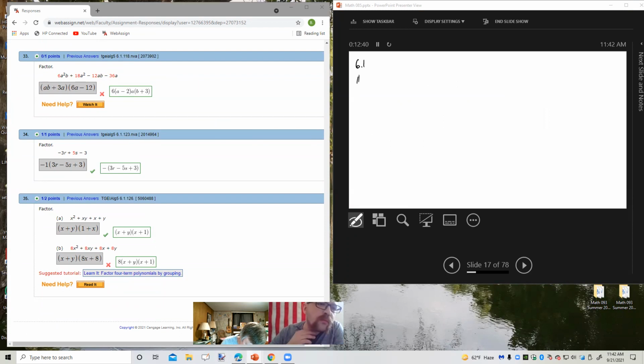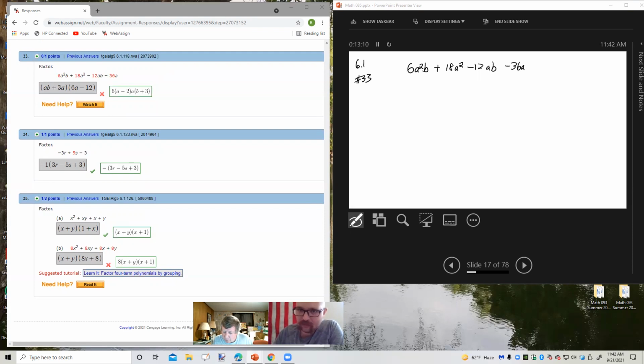Again, 6.1, number 33. And we have 6a squared b plus 18a squared minus 12ab minus 36a. Well, after that last problem, I'm a little more awake. So I'm going, oh, wait a minute. There's an a that's common to all 4 terms. What is it? Fool me once, shame on you. Fool me twice, shame on me. Something like that. Anyway, so I'm going to take out an a.